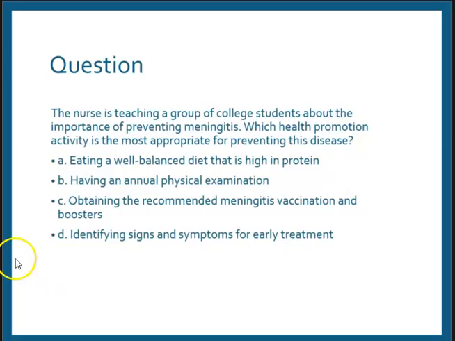So we're doing health promotion. This D would not be correct, so it's C. Recommend meningitis vaccine by the age of 11 or 12, and then the booster at 16.